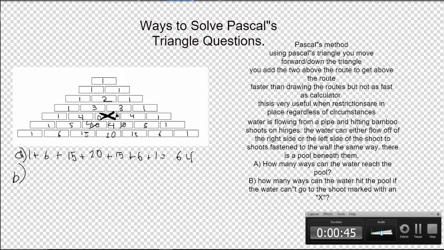And then in this level, these two and these two stay the same. And this one and this one are affected. So instead of being 15, it's a 9. And again, instead of being 15, it's a 9. And in the middle, it's an 8. So 1 plus 6 plus 9 plus 8 plus 9 again plus 6 plus 1 equals 40. So in total, there are 40 ways to get down to the pool beneath all these chutes if water cannot go into the chute that's marked with an X.